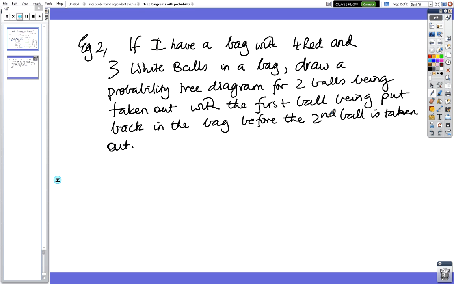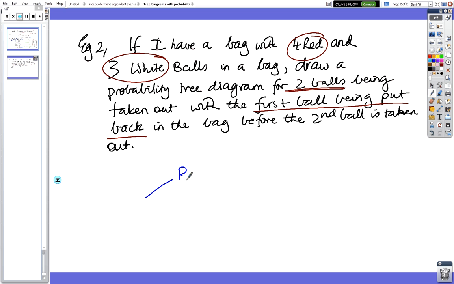Okay, so this time I've got a bag with 4 red balls and 3 white balls, and I'm going to take 2 balls out of the bag. Okay, and this time the first ball is being put back in. Now the reason we're going to put it back in is because then the probabilities don't change. Okay, so let's start off with the first ball taken out, and it's either a red ball or a white ball. And then the next ball's taken out, it's either red or white.